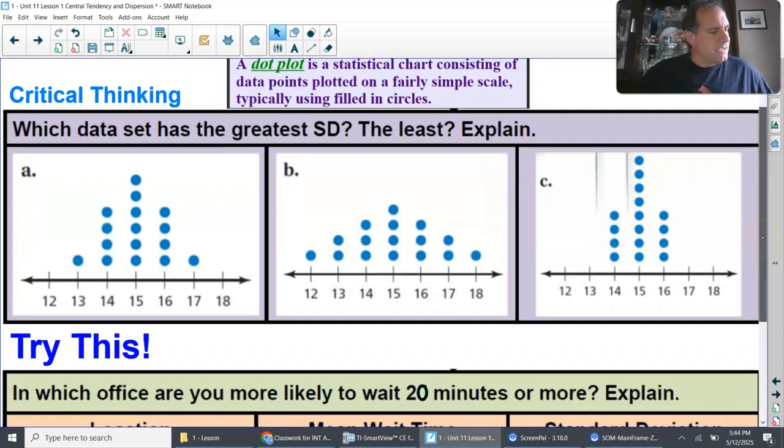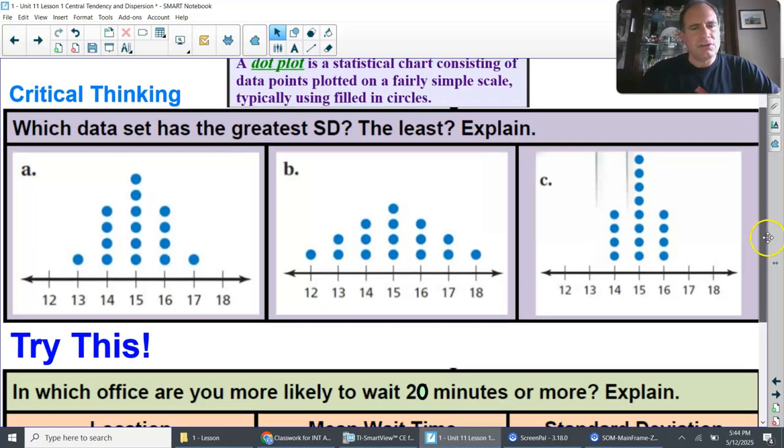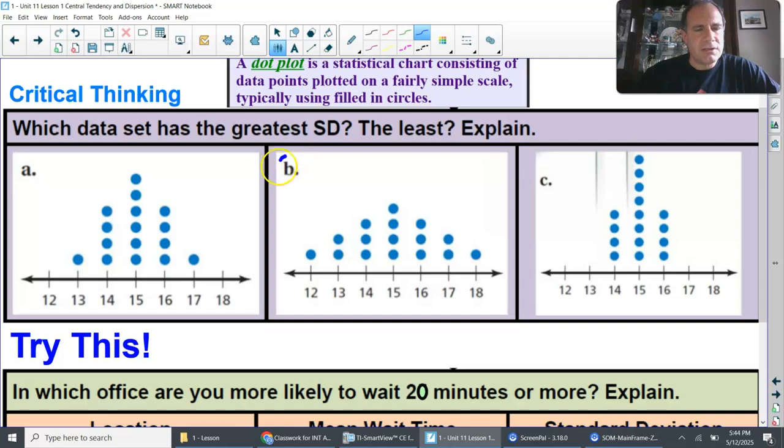So which data has the greatest standard deviation? You could figure this out by putting this into the calculator, or you could just look at it and say, okay, the greatest standard deviation is the set that is the most spread out. The smallest standard deviation would be a set that is closely related to the mean, a good representation of what that mean would be. So just looking at it, the greatest standard deviation would be B.